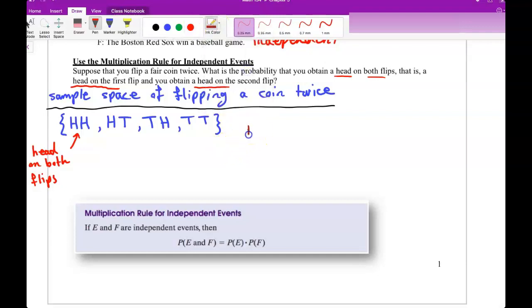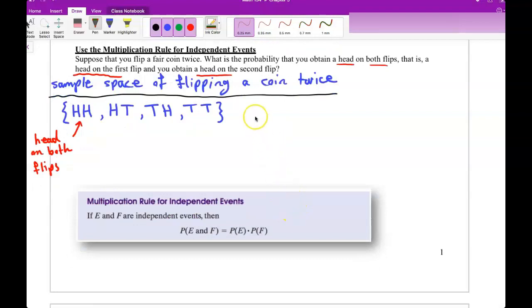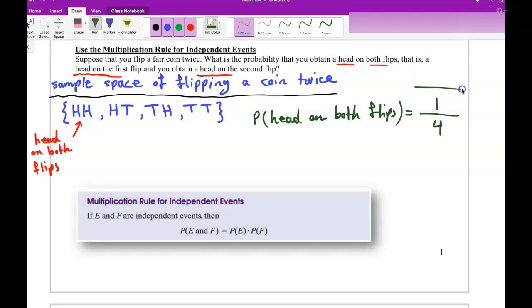So finding probability of having both of these heads is equal to, in total we have 4 outcomes, and on top how many do we have with both heads? We only have one, and that is on top. So the answer for probability of having both heads is 1/4.